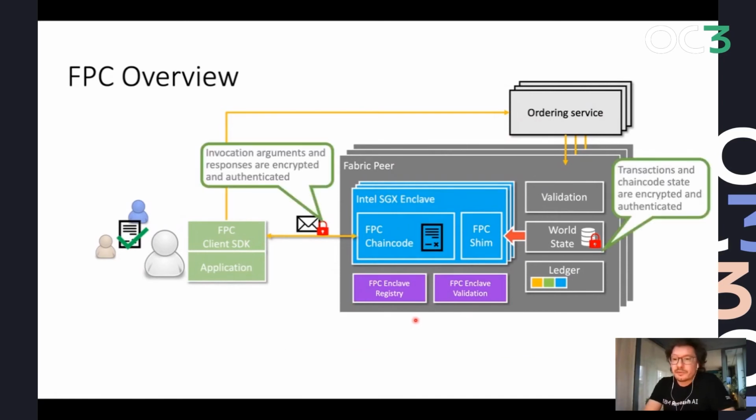As I mentioned before, I think I screwed up the order of my slides here. We have that protected communication between the client and the actual enclave, but also we have to make sure that all the data which is consumed from the untrusted world state from the peer by the chaincode inside the enclave is encrypted and authenticated.